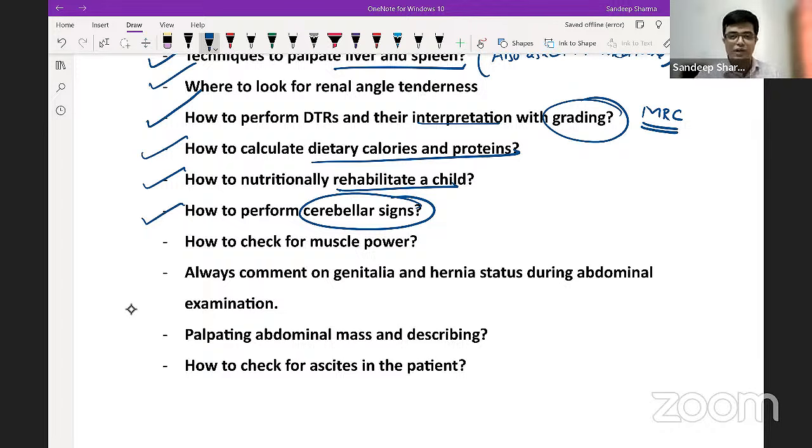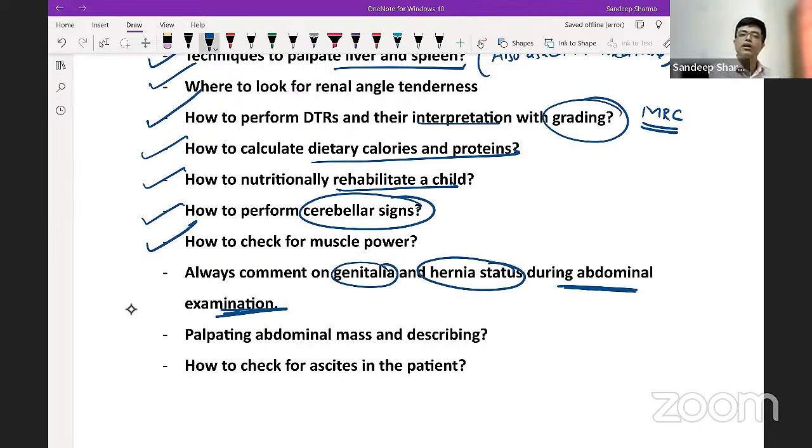So ataxia, dysdiadochokinesia, finger nose test, walking in a straight line test, Romberg sign, all these signs very important in medicine as well as pediatrics. How to check for muscle power, upper limb separately, lower limb separately, flexor, extensor separately, abduction, adduction separately, you need to mention. Always comment on genitalia and hernia status during abdominal examination.